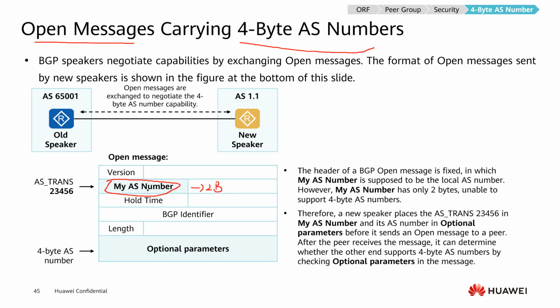So the old speaker just uses this field to carry the AS number. But the new speaker cannot put the 4-byte number there because the length is too short. So the new speaker will change this field to a fixed value, AS_TRANS, which is 23456, and it will put its 4-byte AS number into the optional parameters.